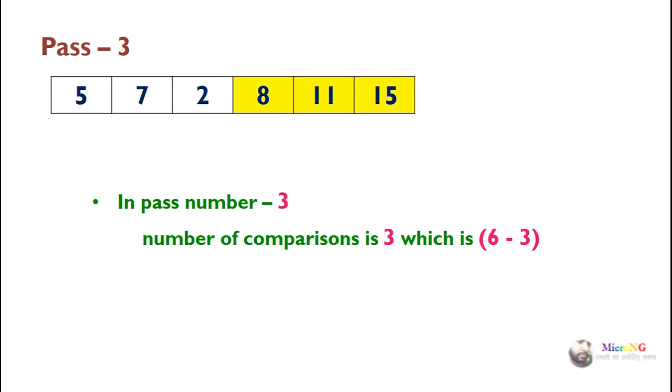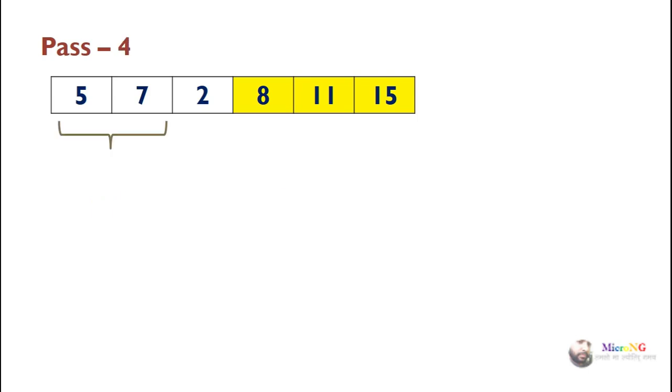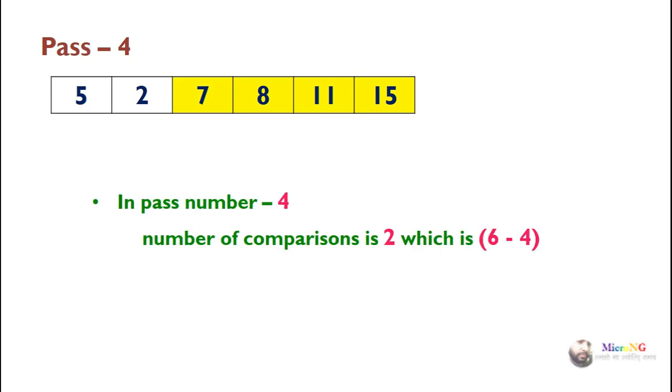Let's go to pass number 4. 5 and 7, no swap. 7 and 2, 7 is bigger when compared to 2, so they need to swap. So now 7 becomes part of the sorted order. In total we made 2 comparisons in pass number 4, which is 6 minus 4.